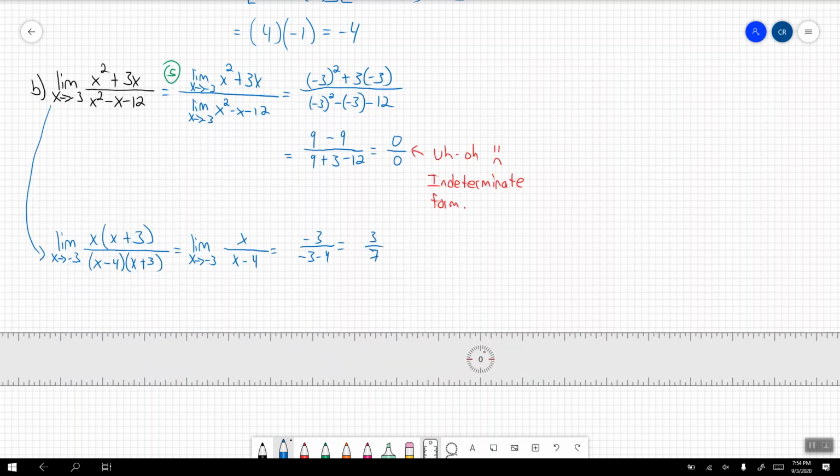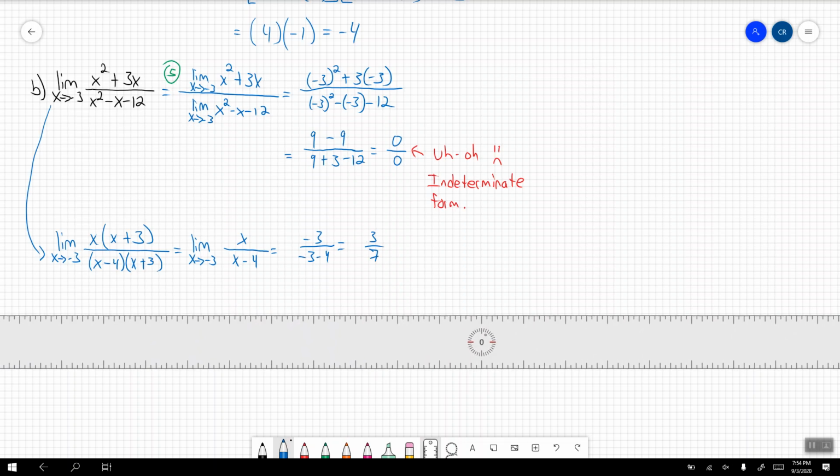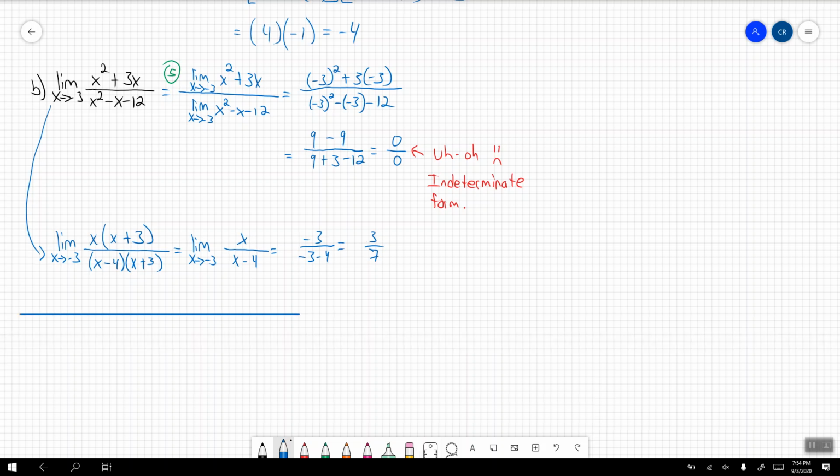I found that to be true when I was a student, and I still find it to be true as an instructor when I'm looking at different calculus students come into my class. Factoring is one of the best methods all around to simplify certain expressions.